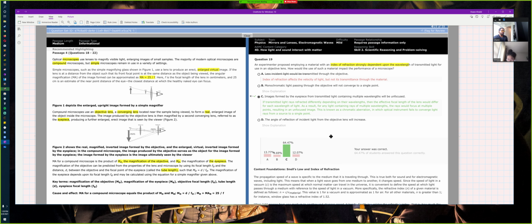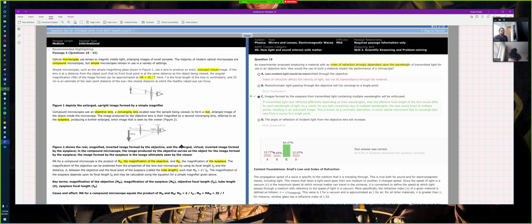What is converging to a single point? Converge means going towards each other. Diverge means going away from each other. If you want to produce an image, that's why in ray diagrams you see all these rays converging at a single point to produce that image. So, because it's monochromatic, the index of refraction will not change, and it should converge to a point.